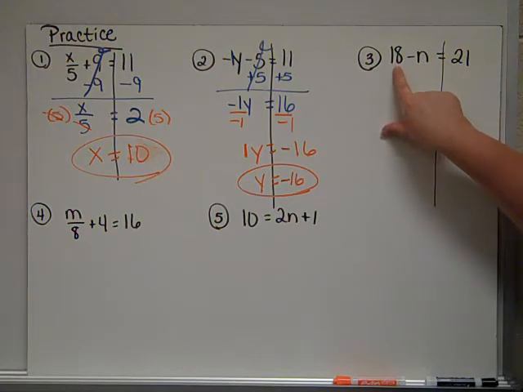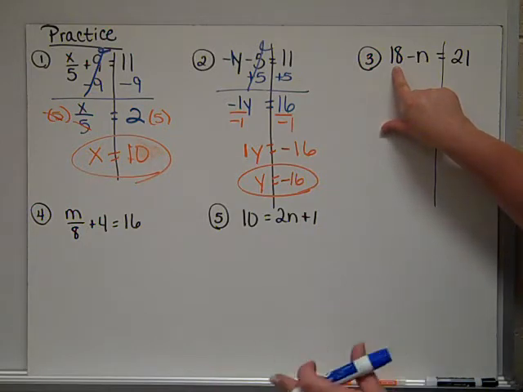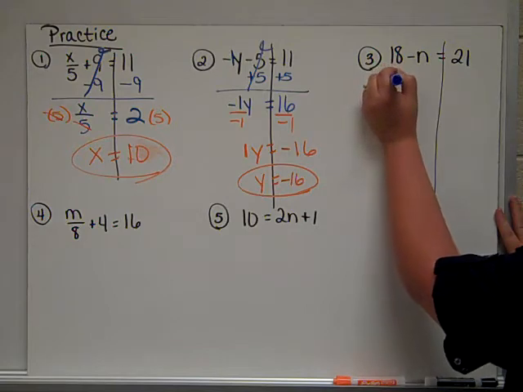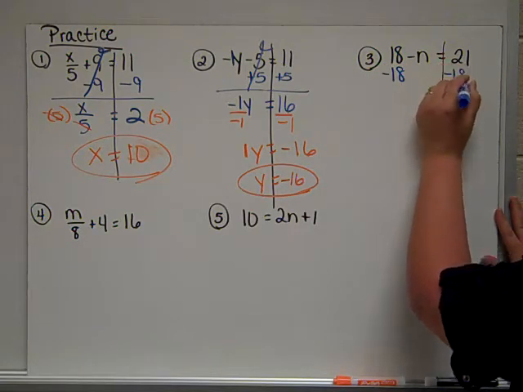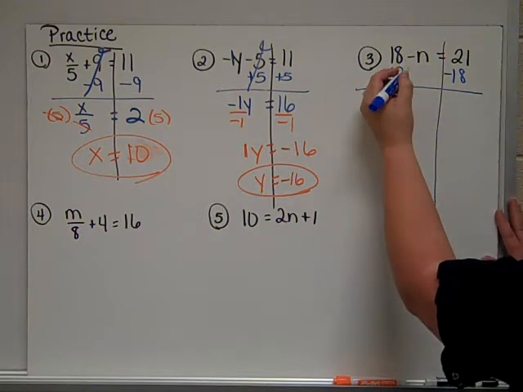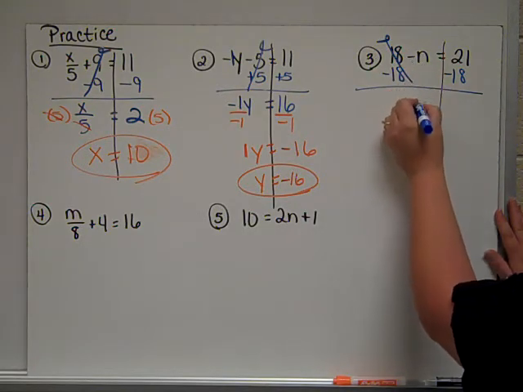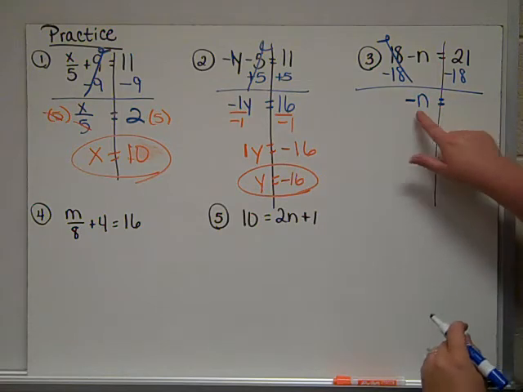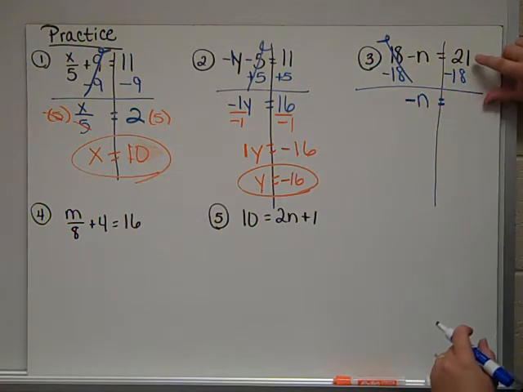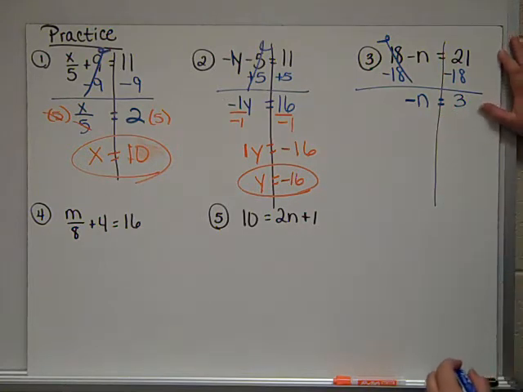All right, so 18 is positive, so I know I need to subtract. That's the additive inverse, a negative 18. So I must subtract 18 on both sides. By doing that, positive 18 minus 18 gives me 0. Negative n comes straight down. And then 21 minus 18 is positive 3.